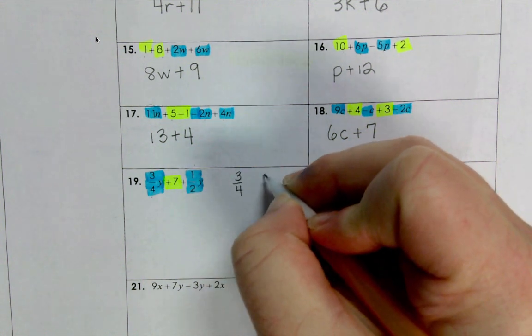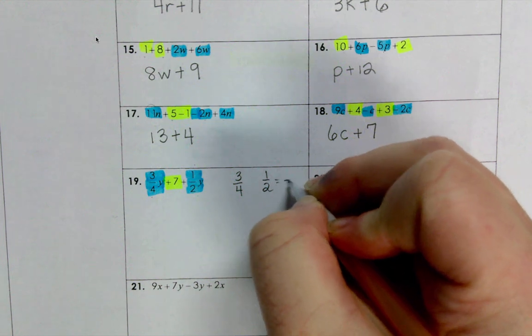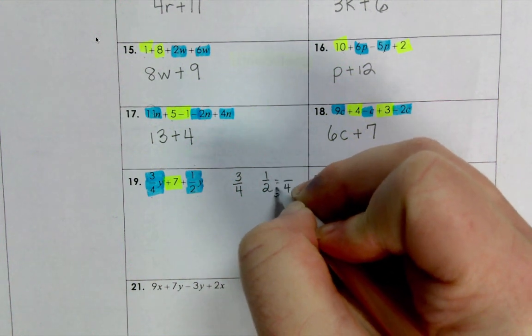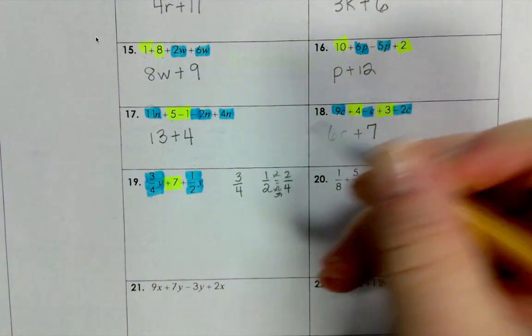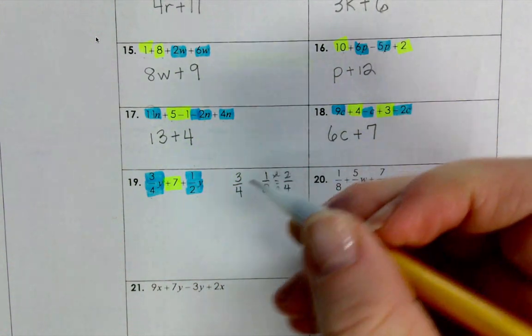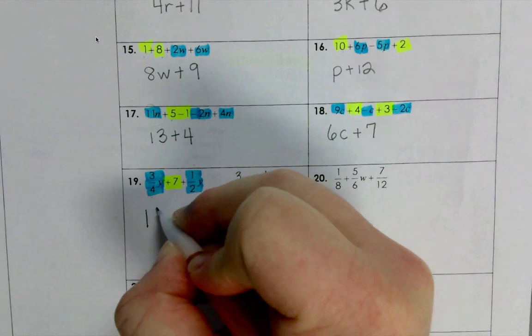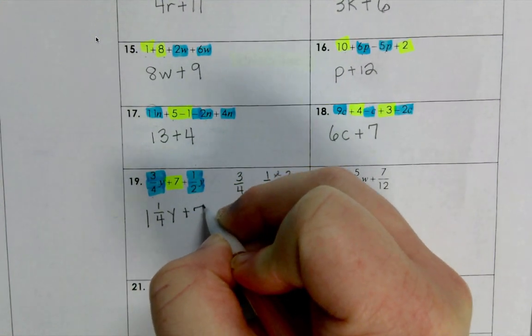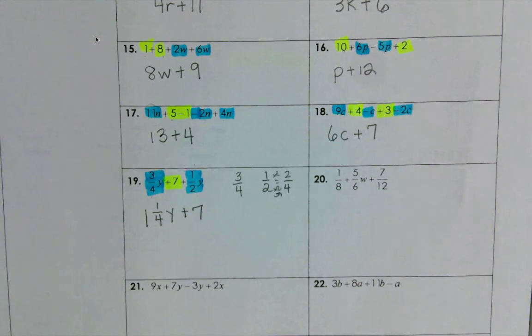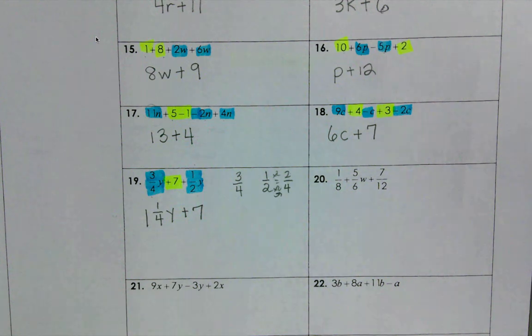And then we got 1/2. We got to make a common denominator. 3 plus 2 is 5. 5/4 is 1 and 1/4. So we're going to end up with 1 and 1/4 y plus 7. You could also do that in a calculator, but I just did it real quick on the side.